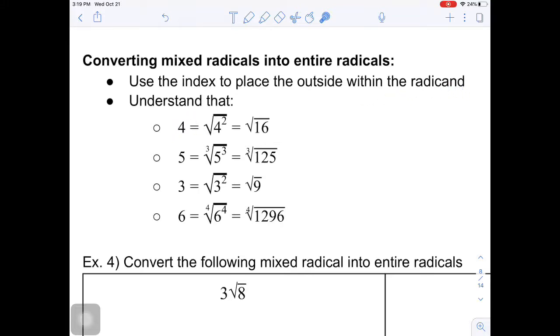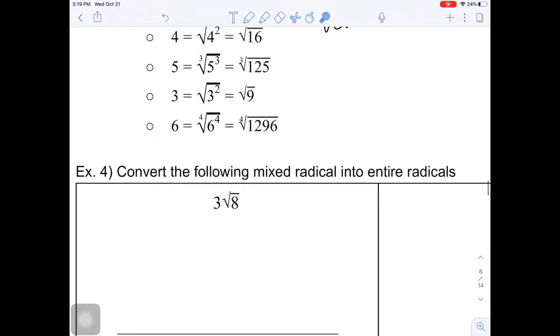So recognize what we're doing here. We just talked about how having a square root cancels it out. Well, we can go the other way. We now know that 4 equals the square root of 4 squared. So now we can put these things inside of our radicals.